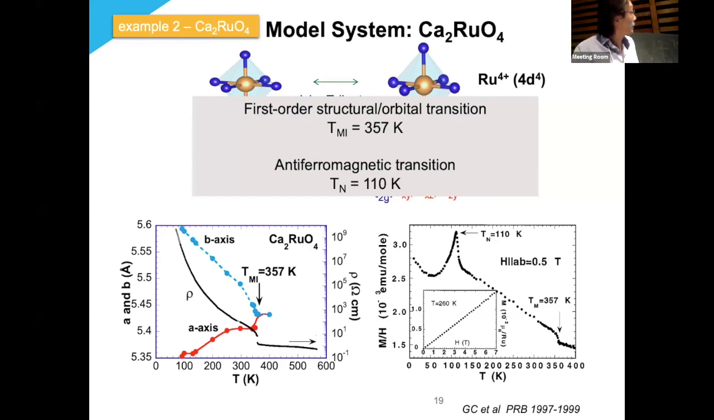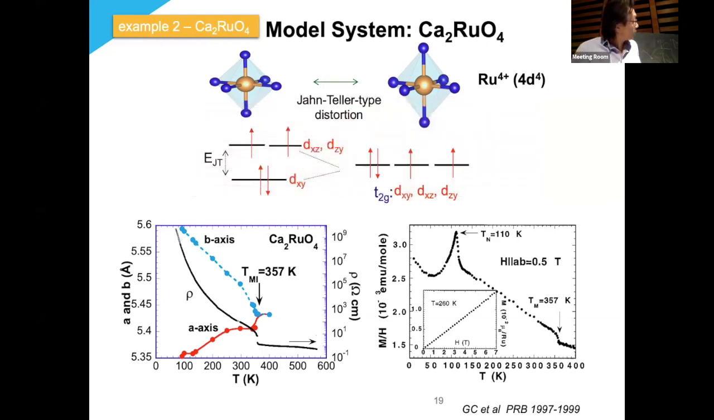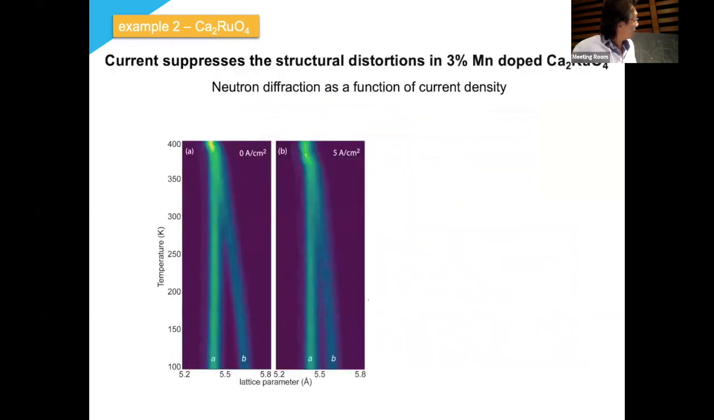There are two important temperatures. One is a very violent first order transition that happens at 357 Kelvin. The other is at lower temperature, where we have an antiferromagnetic order. This transition is very violent, so in order to do a thorough study, we doped some impurities into the system. But this doping does not change the underlying properties of these materials.